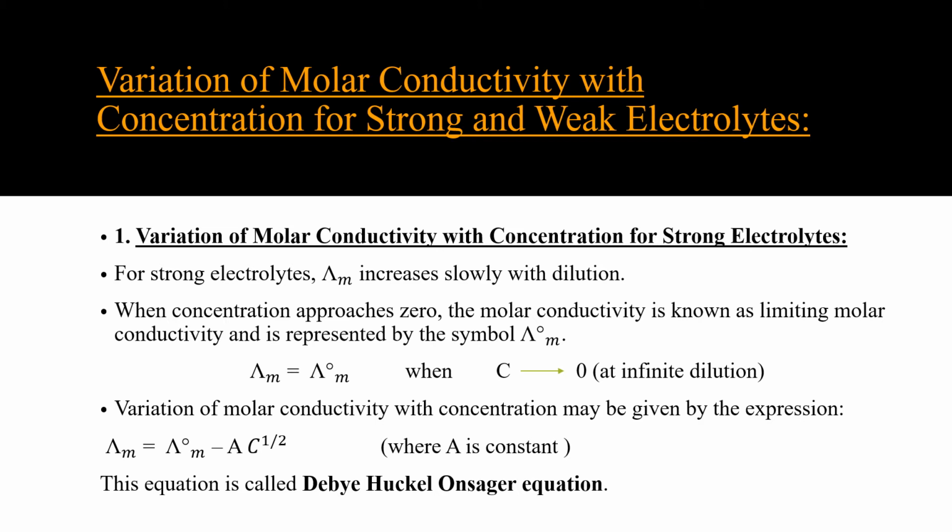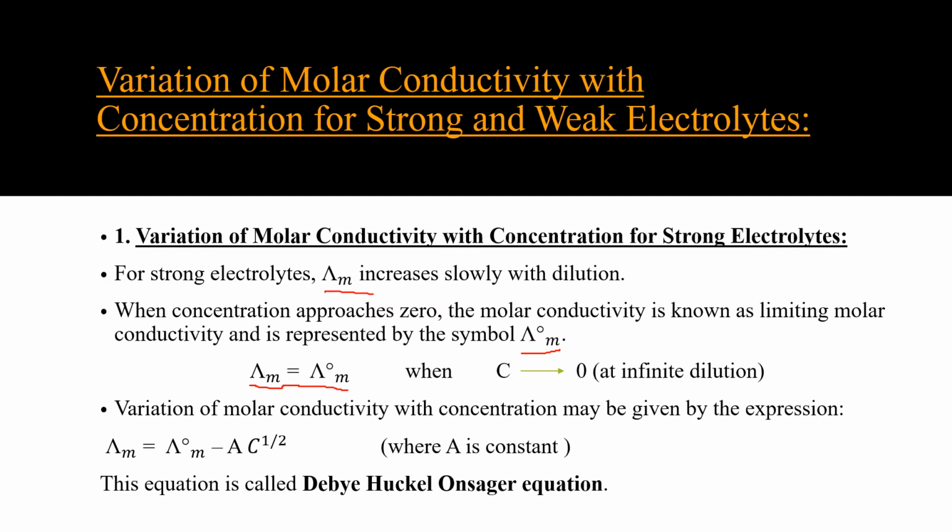Let's start with the variation of molar conductivity with concentration for strong electrolytes. For strong electrolytes, the molar conductivity Λm increases slowly with dilution. When concentration approaches 0, the molar conductivity is known as limiting molar conductivity, and it is represented by the symbol Λm naught, the limiting value of molar conductivity. And at this time, the value of molar conductivity is equal to the limiting molar conductivity when concentration approaches 0.